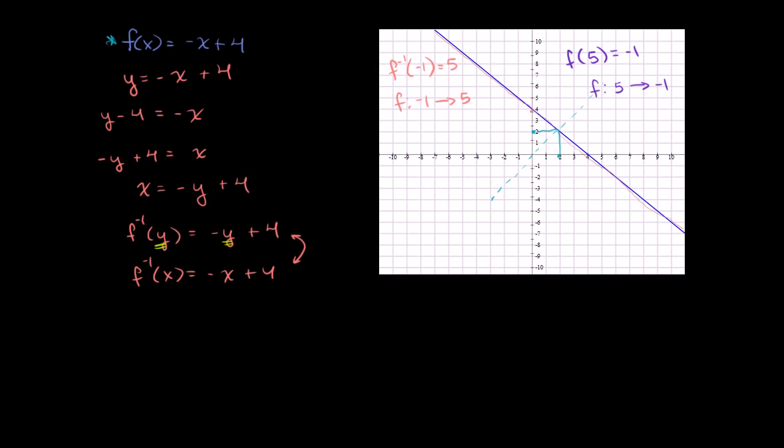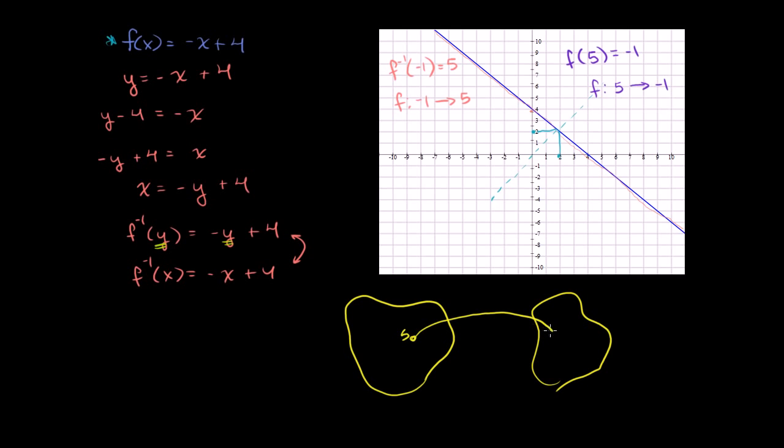So once again, if you think about the sets, there are domains and ranges. Let's say that this is the domain of f. This is the range of f. f will take us from 5 to negative 1. That's what the function f does. And we see that f inverse takes us back from negative 1 to 5, just like it's supposed to do.